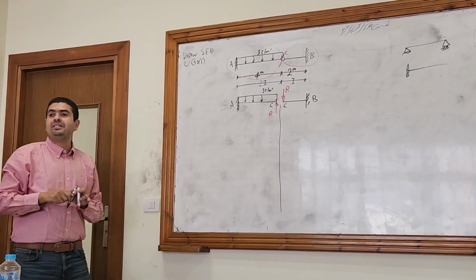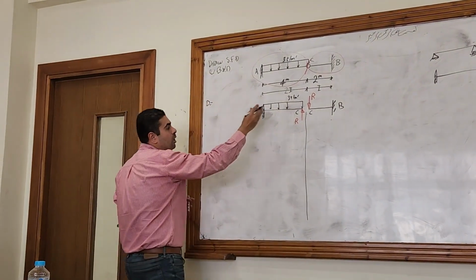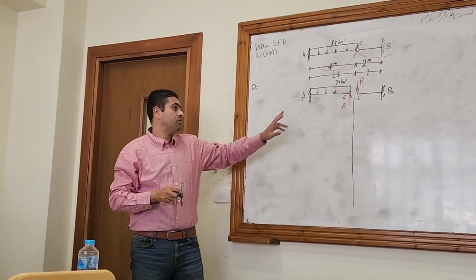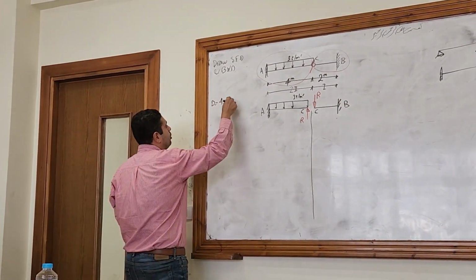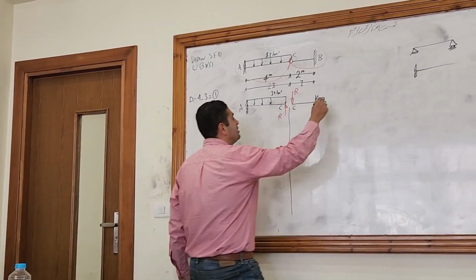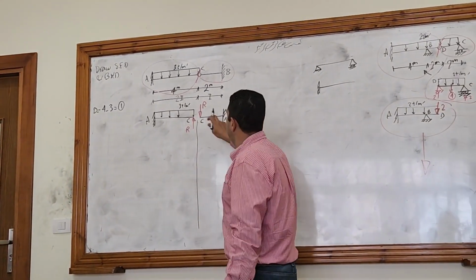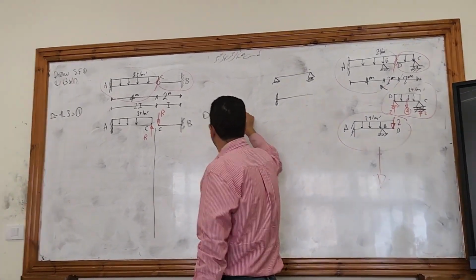Let's calculate the degree for part AC. For part AC, what will be the degree? 3, 4, redundant, minus 3 equations, so the degree is 1. What about the degree for part BC? 3 and 1, 4, minus 3 equals 1. Right?